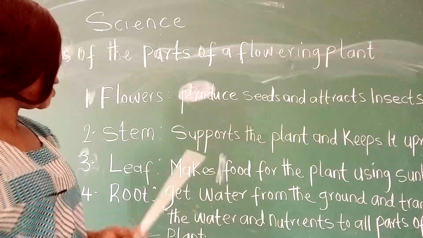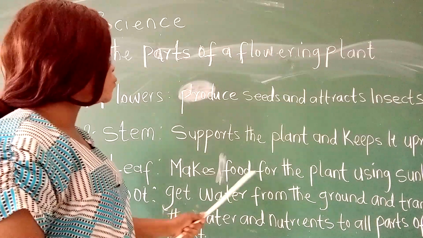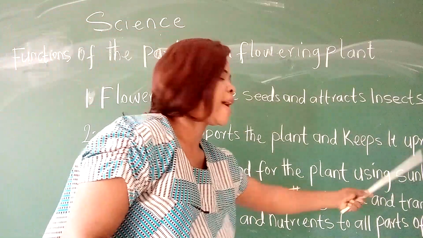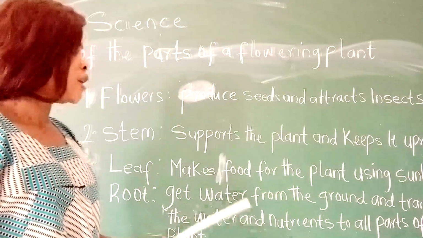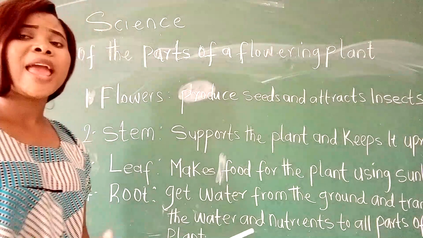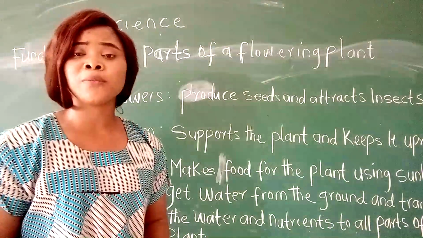So what is the function of the leaf? We say the leaf makes food for the plant using sunlight. Using what? Sunlight. The leaf makes food for the plant using the energy from the sunlight.